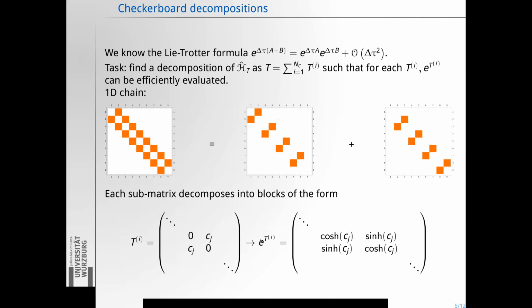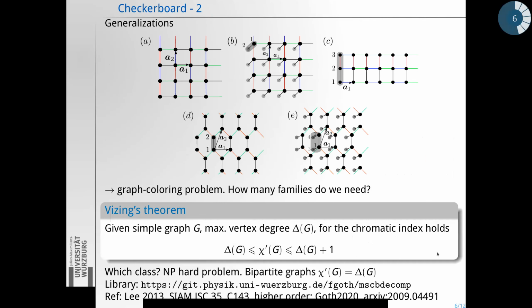And if we do that, we can use the property that a subblock of this particular form, with entries Cj located here, can be exponentiated in that form by introducing hyperbolic functions of these entries. So this was the 1D example.